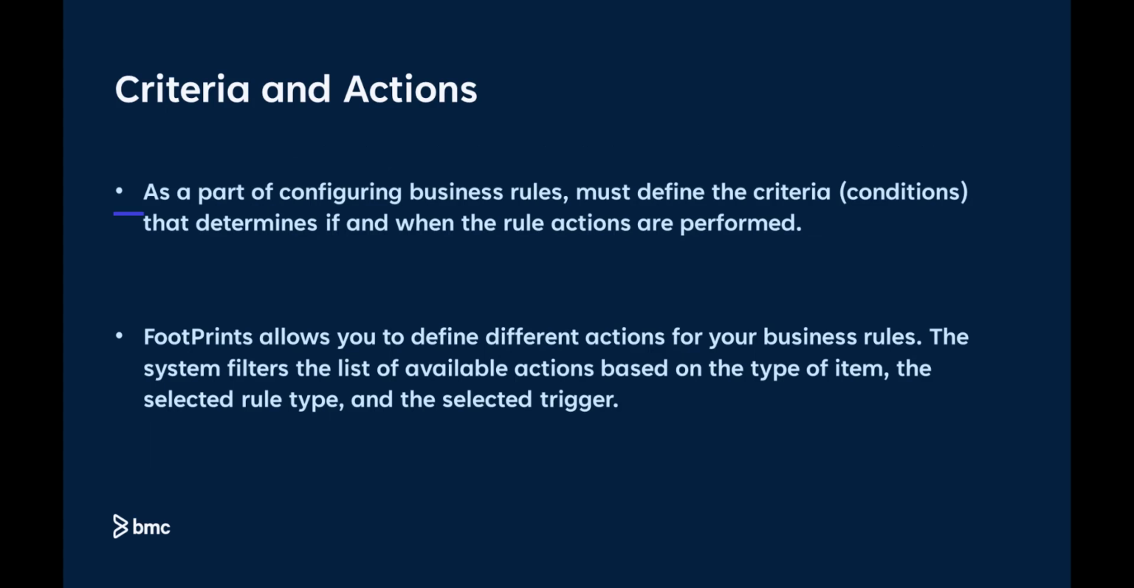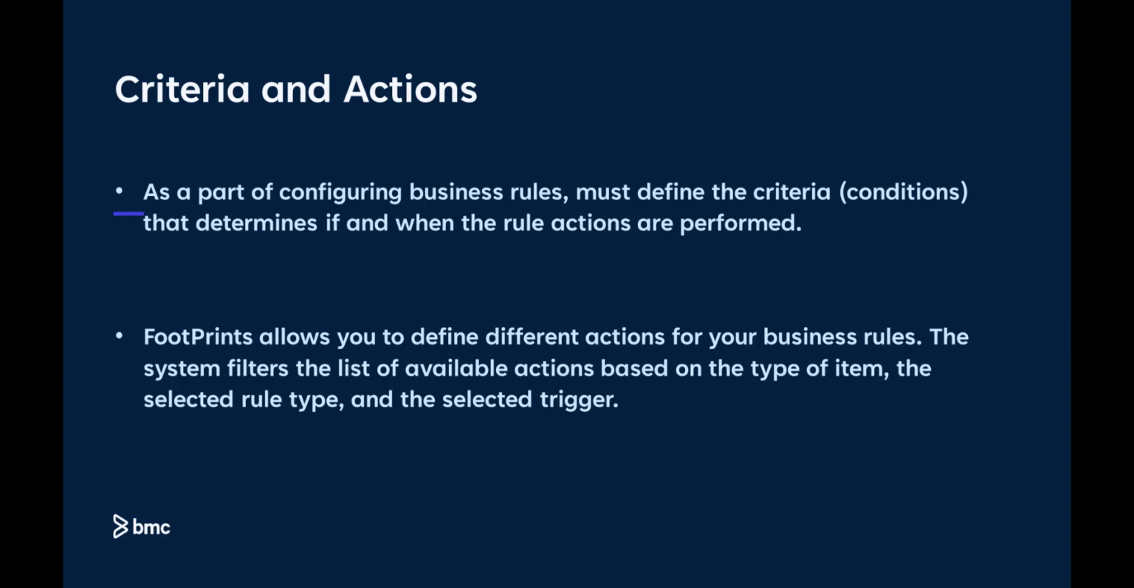As a part of business rule needs to define a criteria such as conditions that determine when the rules actions are performed. Many criteria can be created when the process the criteria for a business rule and operator is given precedence. Let's understand by the example. The criteria of A and B or C and D will be executed as A and B or C and D. The footprints allow you to define some actions for the business rule. The system filter that listed of available actions based on the type of item, selected rule type and the selected triggers. Here is some demonstration.